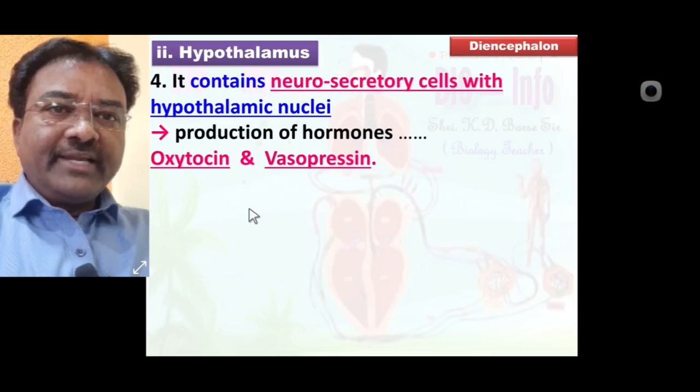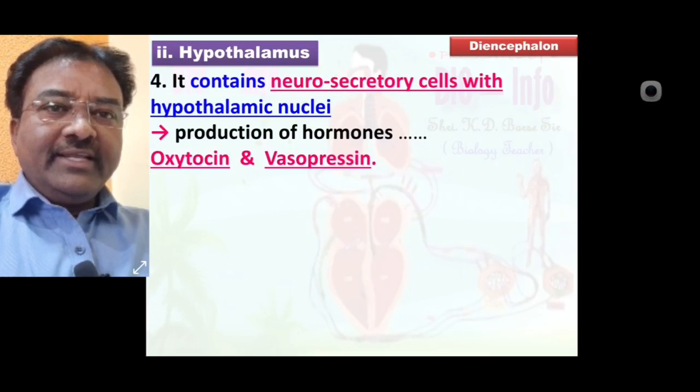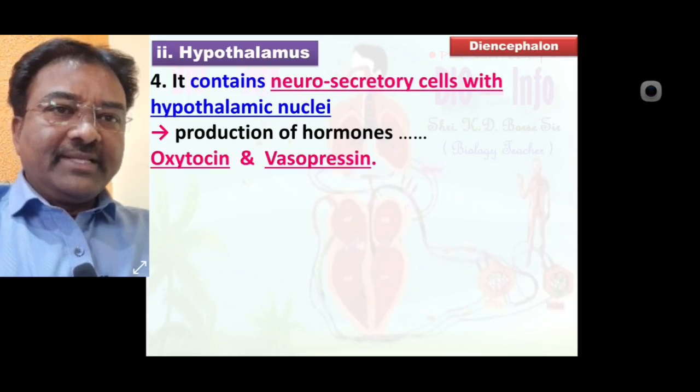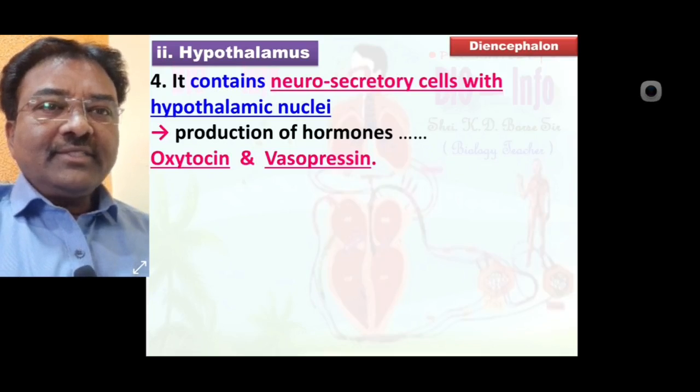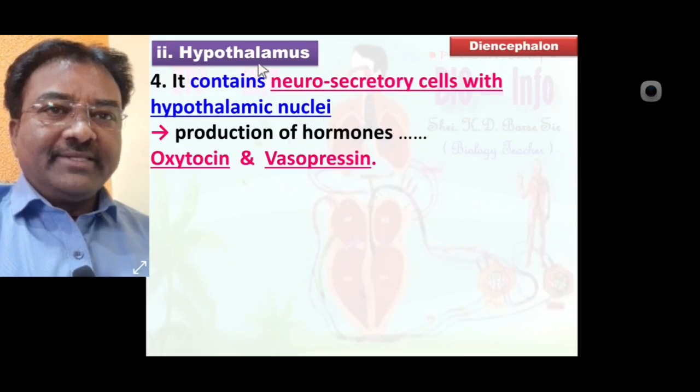Oxytocin is responsible, at the time of childbirth, for contraction of myometrium muscles. So oxytocin is called the birth hormone. Oxytocin is also responsible for release of milk, and vasopressin is also a most important hormone. Reabsorption of water takes place in the nephron. Also vasoconstriction is its function. So these two hormones from neurosecretory cells of hypothalamus perform different main important functions.